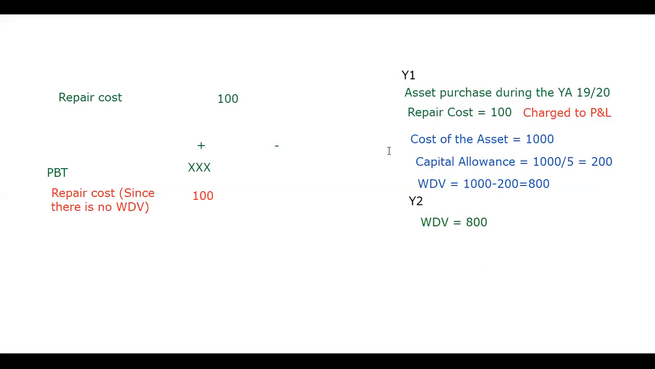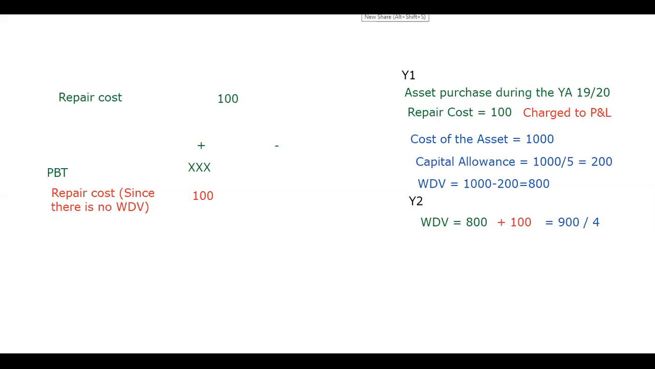Then we can add repair cost 100. Then the depreciation basis is how much? The depreciation basis is 900. Then 900 divided by 4 is the amount you need to consider as depreciation for year 2. I think this is much clear for you.